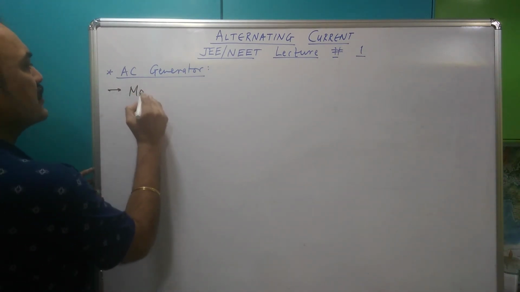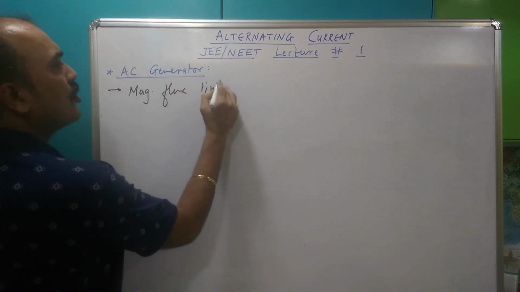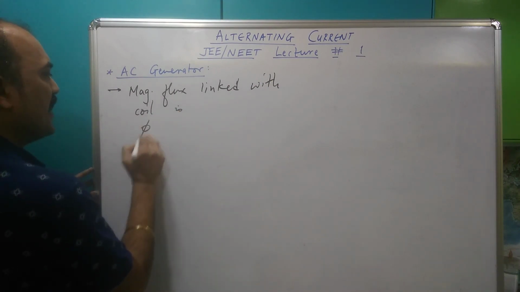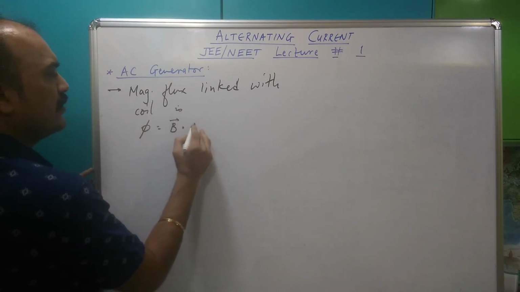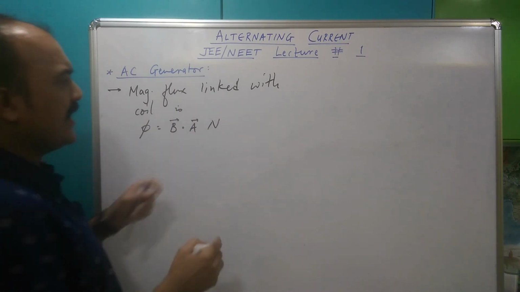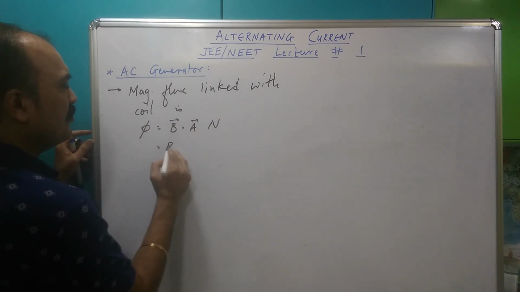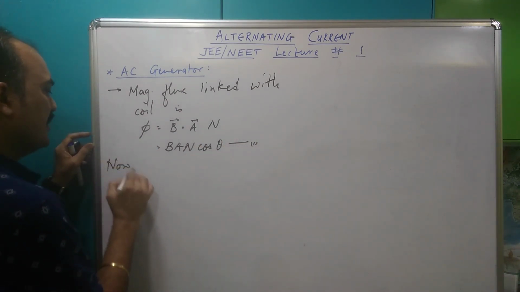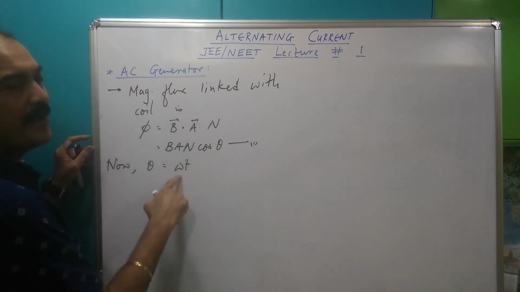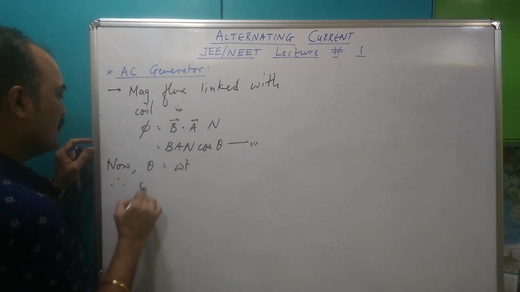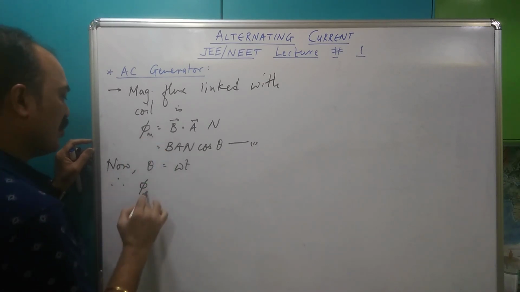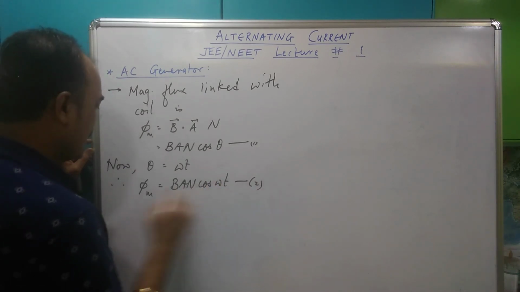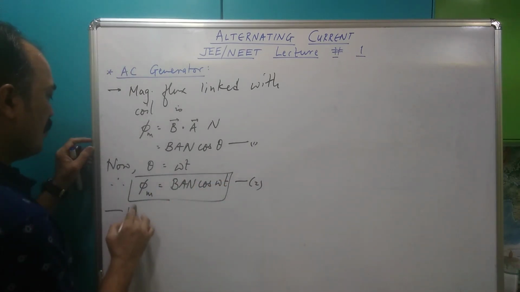The magnetic flux linked with the coil is given as phi is B bar dot A bar, and there are N turns, so B A bar into N, and this is equal to B A N cos theta. Now theta we always know is equal to omega t. Omega is the angular speed, t is the time. So the magnetic flux phi, you can call it phi m, is BAN cos omega t.